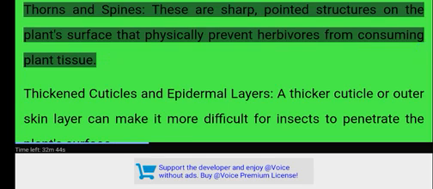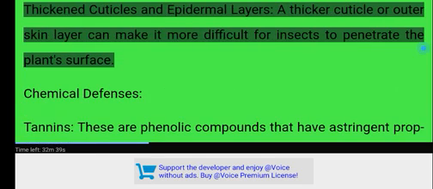Thorns and spines. These are sharp, pointed structures on the plant's surface that physically prevent herbivores from consuming plant tissue. Thickened cuticles and epidermal layers. A thicker cuticle or outer skin layer can make it more difficult for insects to penetrate the plant's surface.